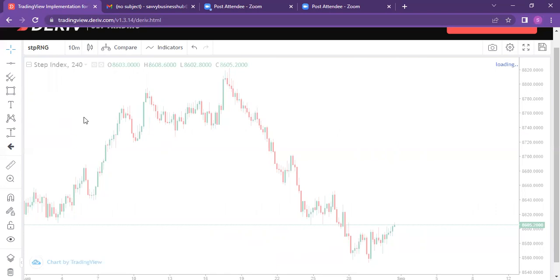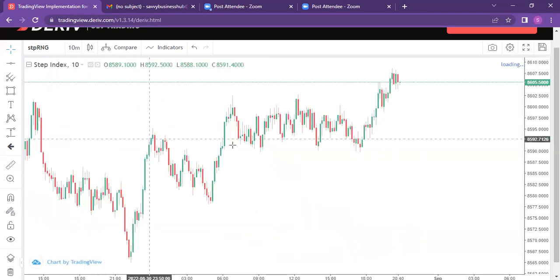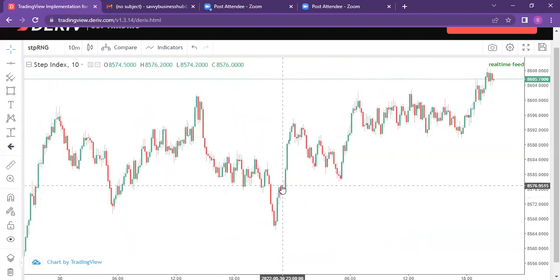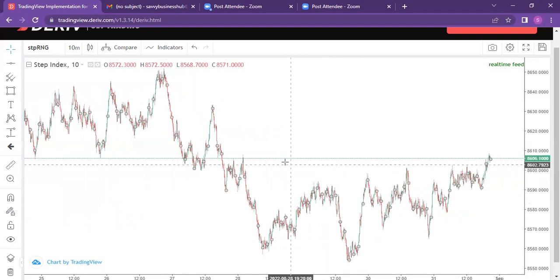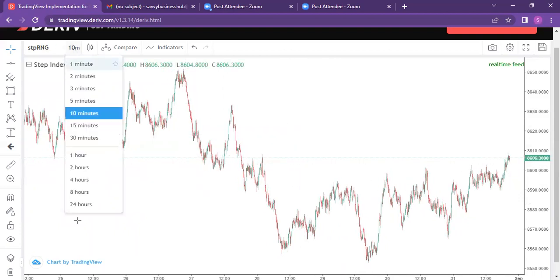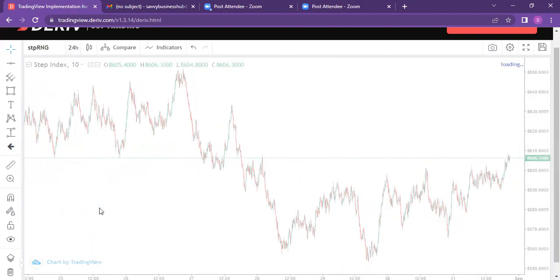You understand? Because this now is poised for a sell. Don't be deceived by all of this. It is just a pullback. Look at something. This is 24 hours.